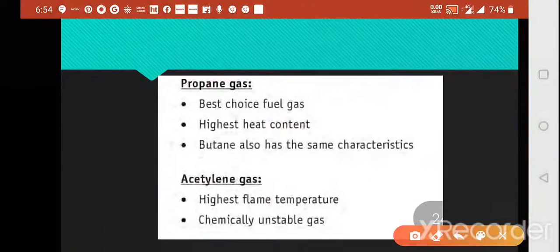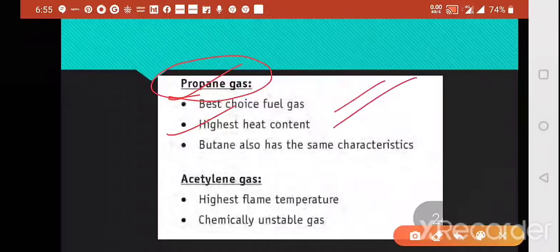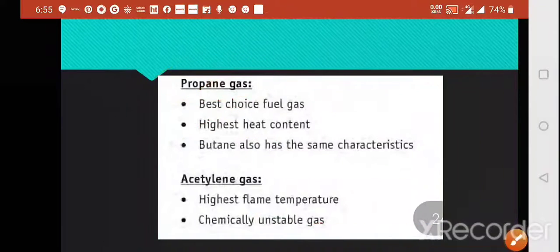The next question that can be asked is on your propane gas. Which of the following is used for soldering? Propane gas. Which of the following has got the highest heat content? Propane gas. So propane gas used for soldering, this can be asked. Best fuel gas when it is used with oxygen is propane. So the question can be asked on propane and it should not be made wrong. Fine. And acetylene, you have to remember it has got the highest flame temperature, but the highest heat is again of propane. Acetylene is also an unstable gas. The question usually asked is on propane.